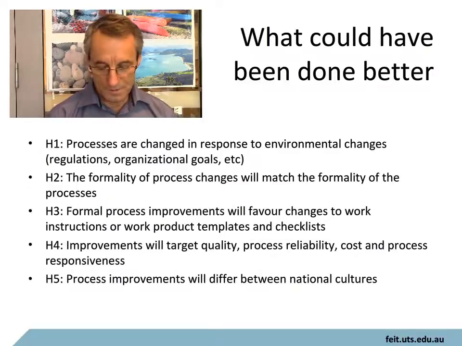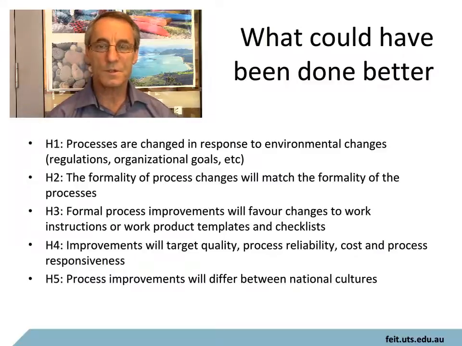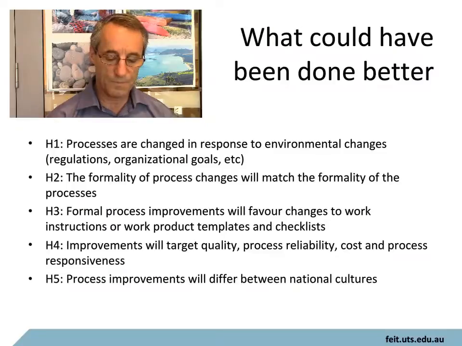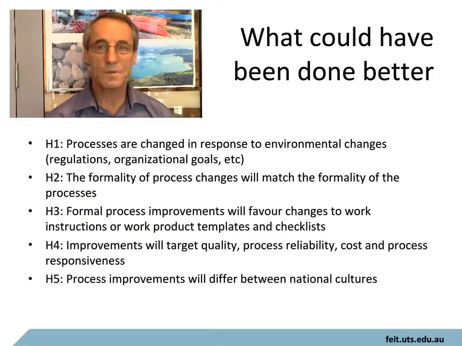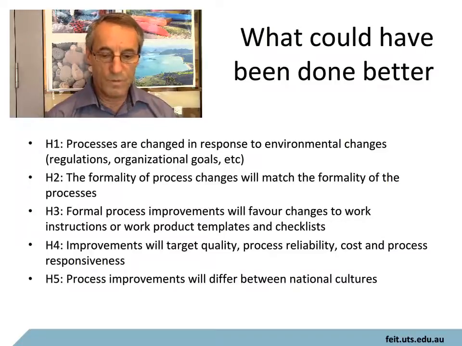Third hypothesis, formal process improvements will favour changes to work instructions or work product templates and checklists. So if the processes are formal, there will be some formal trail you can go and see where the improvement has had some effect. Fourth hypothesis, we could have said improvements will target quality, process reliability, cost and process responsiveness. Now we go on to see how many changes did in fact do that, with obviously the danger that people wouldn't necessarily think of anything else as a change or an improvement.